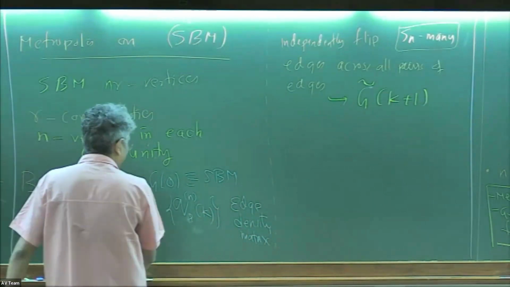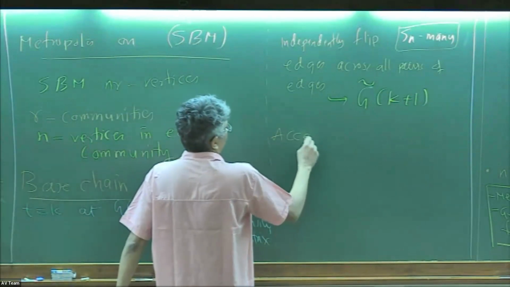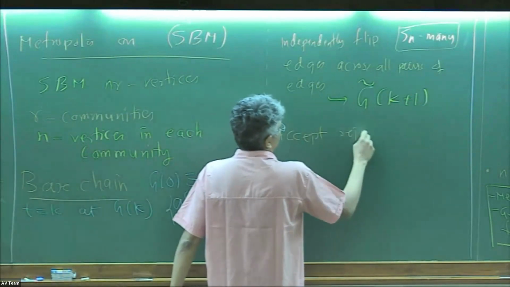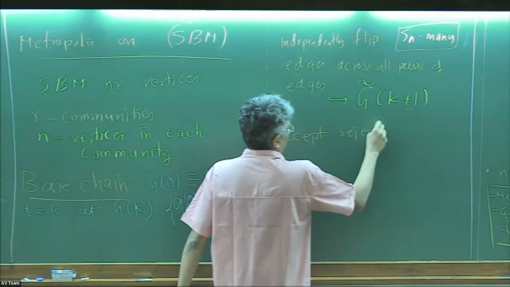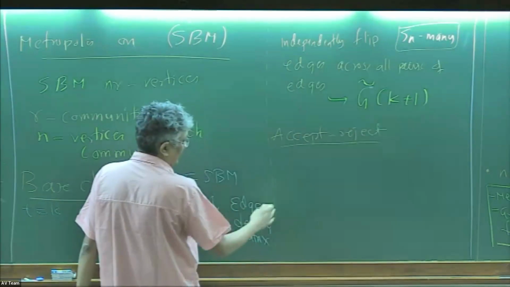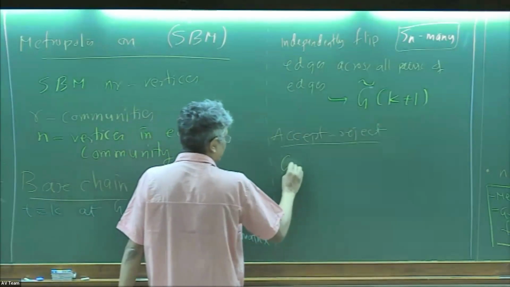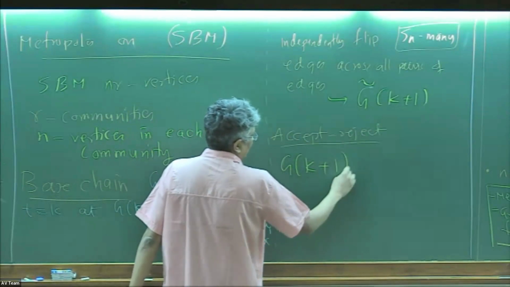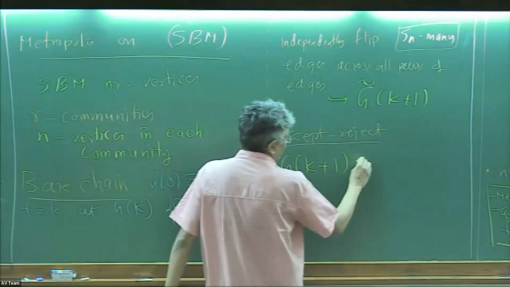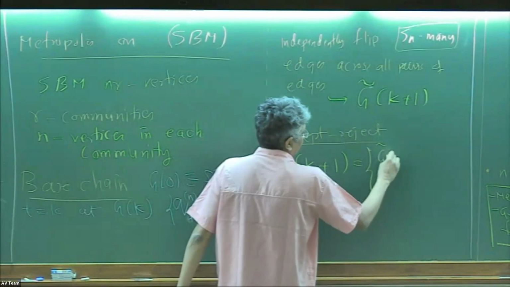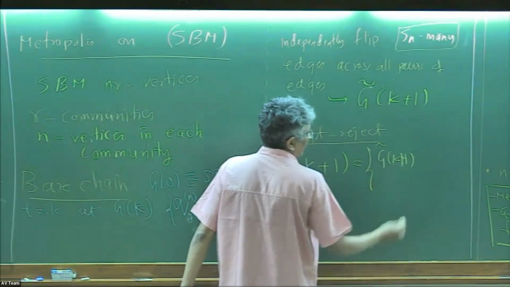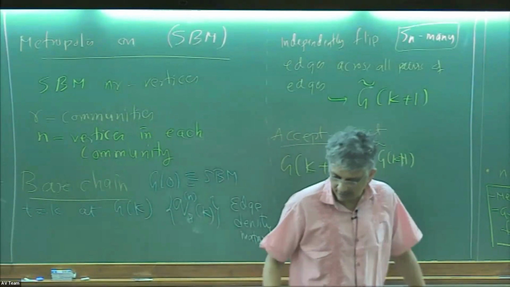So now what I do next is I have to design the accept-reject step of the Metropolis algorithm. So here I will take my graph. For the time being, what I'm going to write down is a little imprecise, but for the first round of arguments, I will take my graph G k plus 1, I'll accept it as G tilde. Okay, so now here is the difficulty. Let's see how it works.